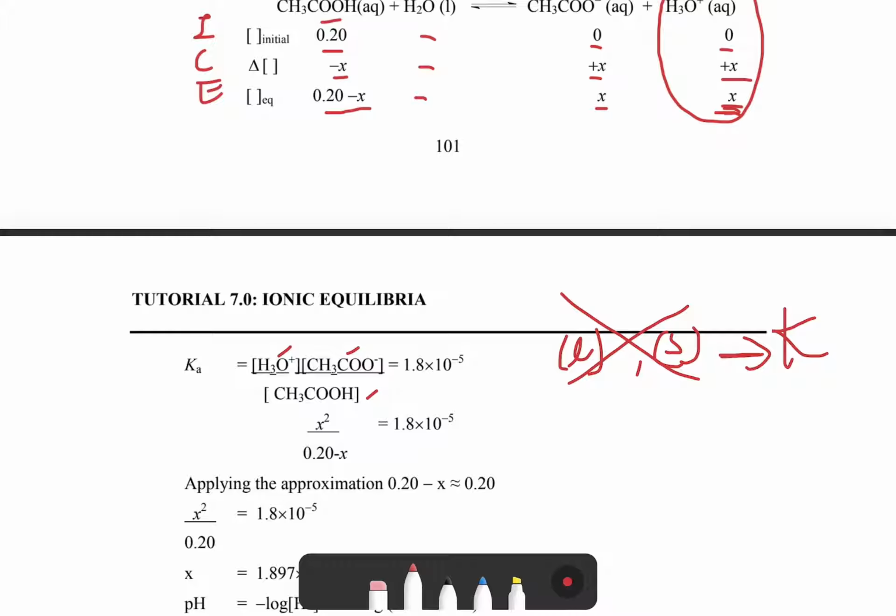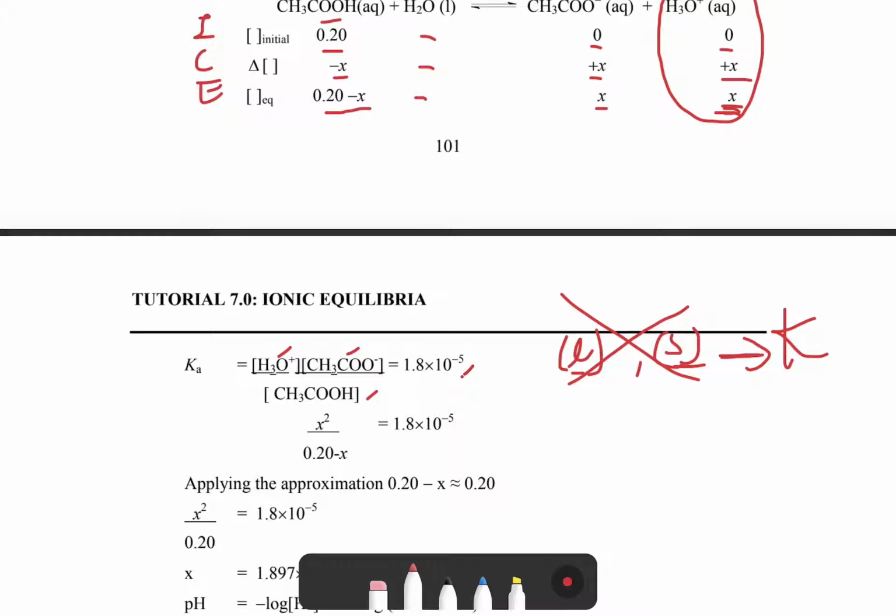Ini banyak yang salah dalam UPS. Okay, liquid, solid tidak masuk dalam K expressions. Tidak kira dia Ka, Kb, Kc, Kp, Ksp. Asalkan K, dia tidak include the liquid and solid. Okay, so Ka is given in the questions 1.8 exponent negative 5.